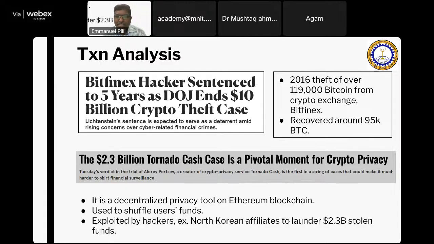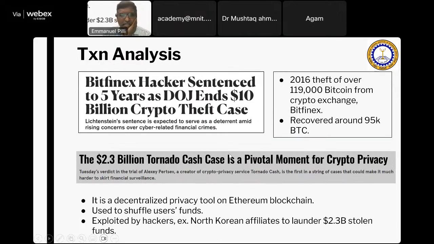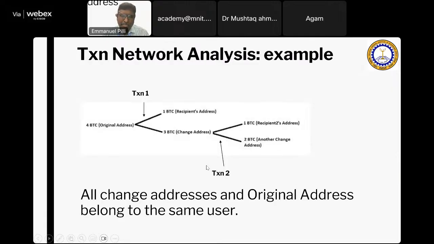So sometimes the thefts are happening from the Bitcoin, right? Somebody is storing a lot of Bitcoins, wants to use it at a later date, but what is actually happening is very difficult. So 95,000 Bitcoin were retrieved. That's what you can try to look at. And then a decentralized privacy tool on the Ethereum blockchain. You can shuffle user funds, but a hacker can misuse that. You lose everything, right?